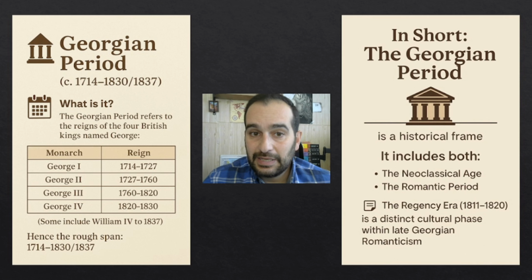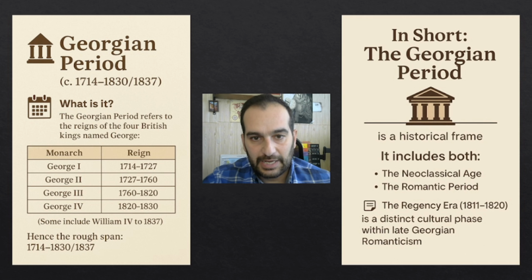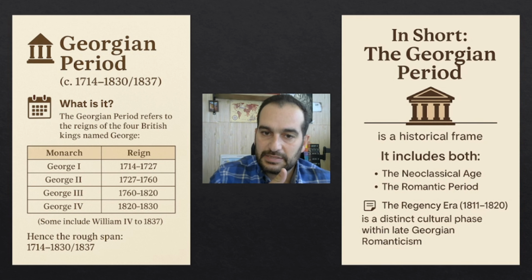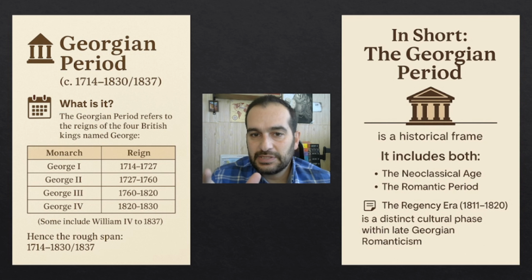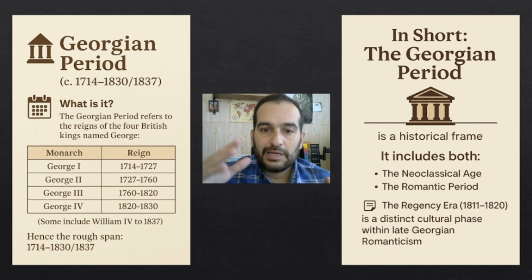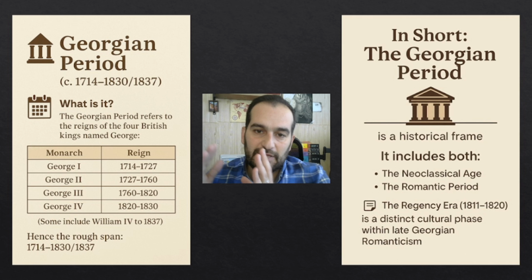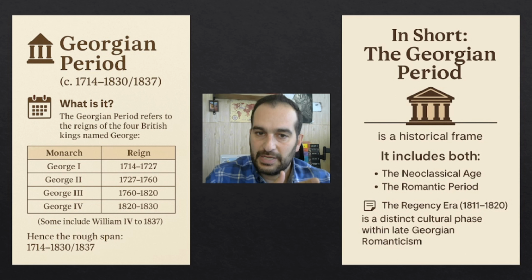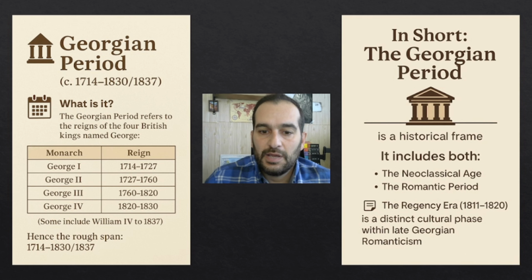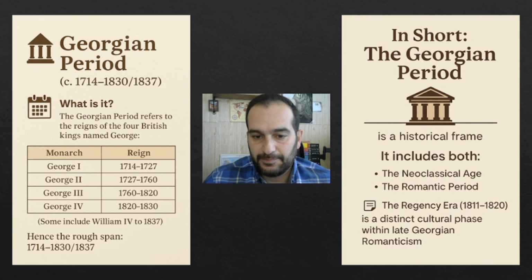And its historical frame is between the neoclassical age and the romantic age. So it's considered a bridge, exactly like Jane Austen. It was the transitional phase between the neoclassical age and the romantic period. So we see romantic literature thriving during the end of the Georgian period and the beginning of Romanticism.